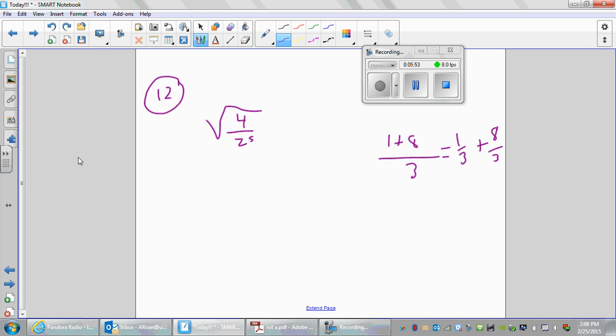So let's take the square root, keep it on the 4, and keep it on the 25. Square root of 4, 2. Square root of 25, 5. Answer, 2/5.